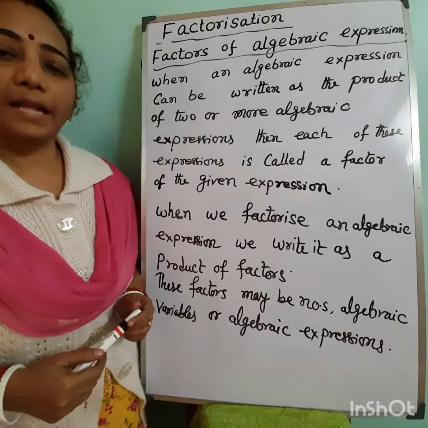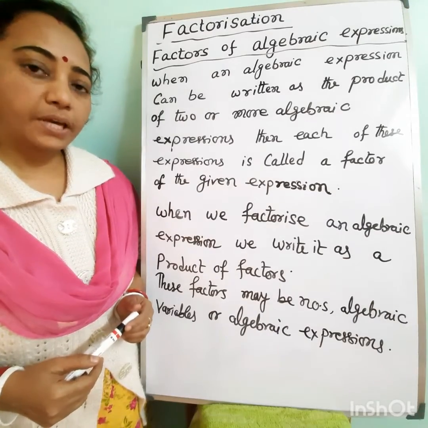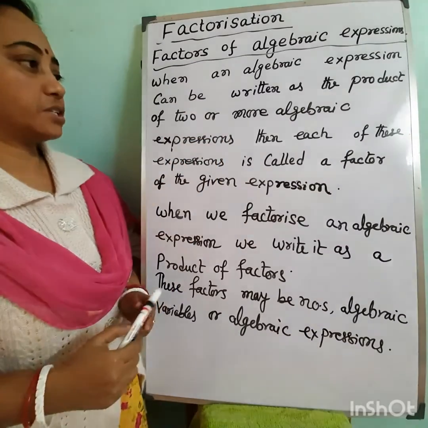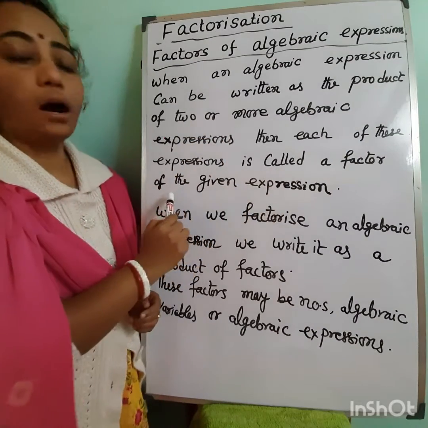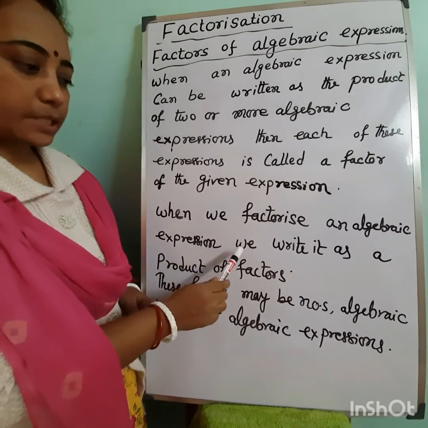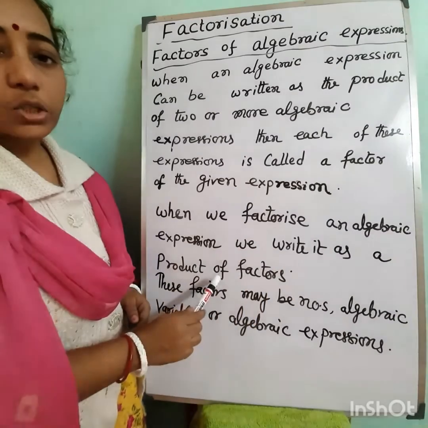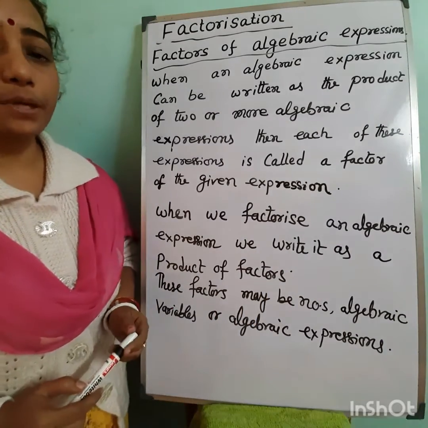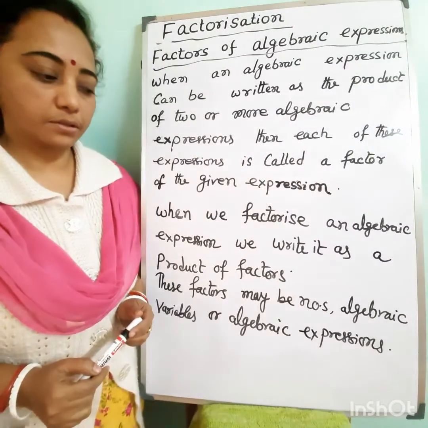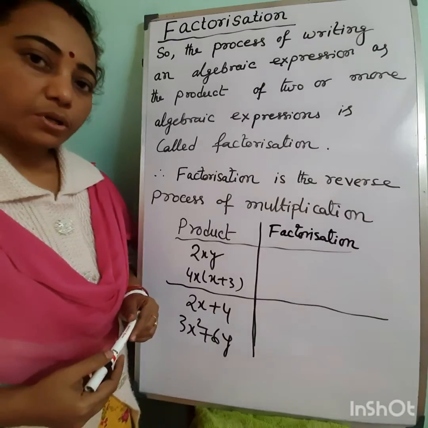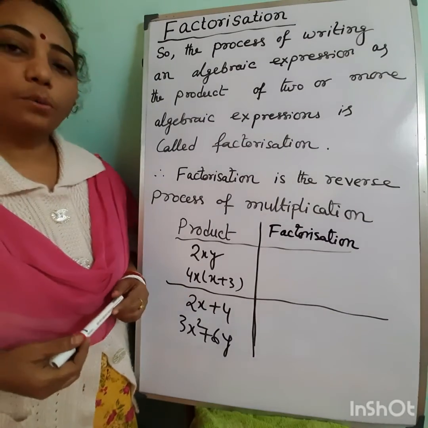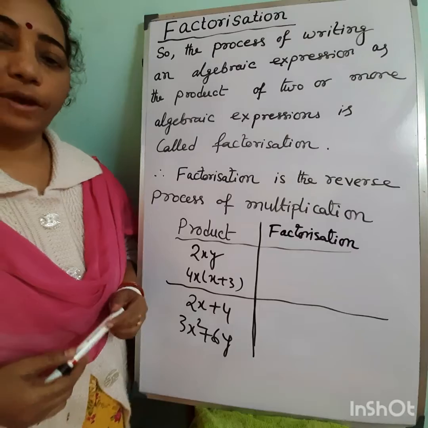So, factors of algebraic expressions. When an algebraic expression can be written as the product of two or more algebraic expressions, then each of these expressions is called a factor of the given expression. So when we factorize an algebraic expression, we write it as a product of factors. These factors may be numbers or algebraic variables or algebraic expressions. The process of writing an algebraic expression as the product of two or more algebraic expressions is called factorization.